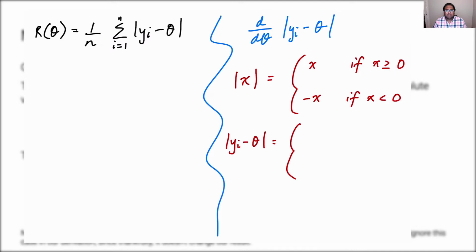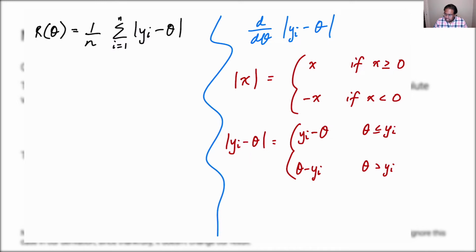The absolute value of yi minus theta is equal to yi minus theta itself if the input to the absolute value is non-negative. So if this thing is non-negative, it means that theta is less than or equal to yi. In this case, the thing we're passing into the absolute value is 0 or greater, and so we just return it. In the case where theta is greater than our yi, we need to take the negative of it before returning it. So we have theta minus yi.